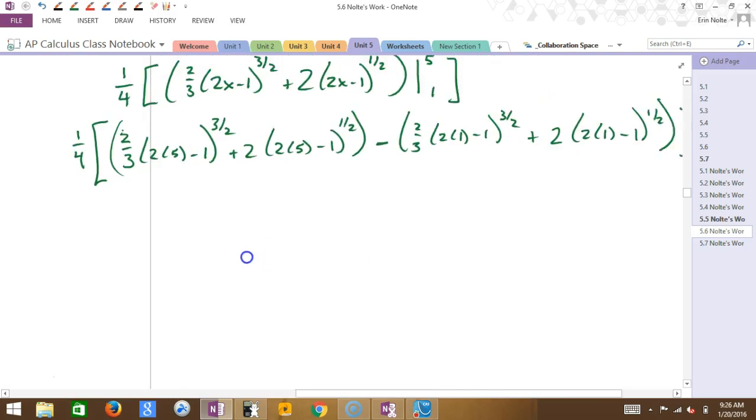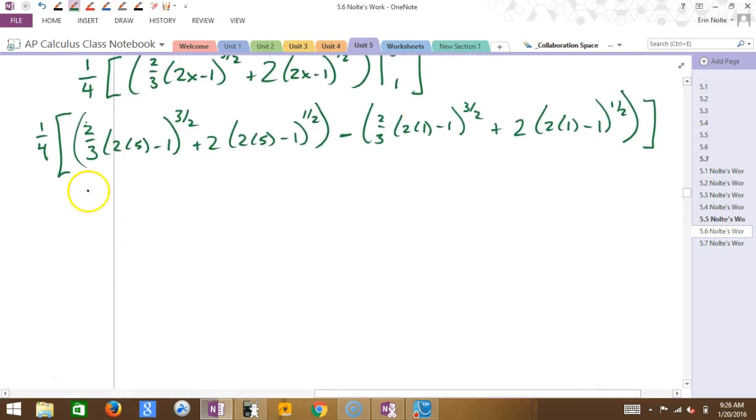Okay. All right, so now I'm just going to simplify everything on the inside. This actually turns out pretty nice. So on the first quantity, I have 2 times 5, which is 10. 10 minus 1 is 9. I have the square root of 9, which is 3. 3 to the 3rd is 27. And then I have times 2/3, so 27 divided by 3 is 9. 9 times 2 is 18 for that first number.